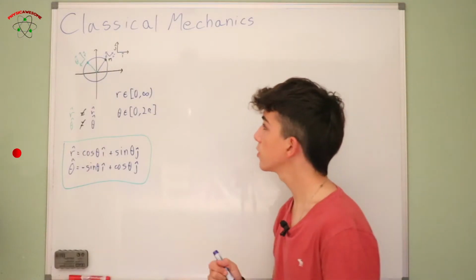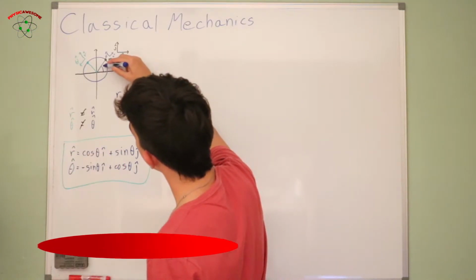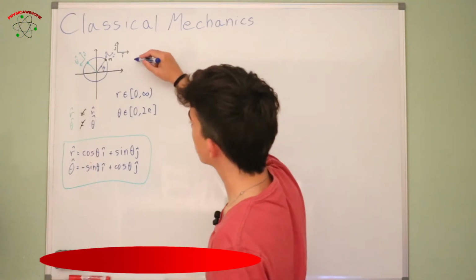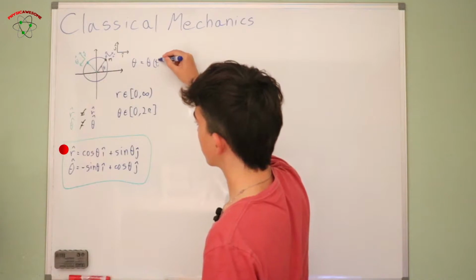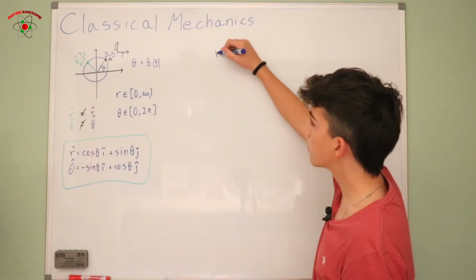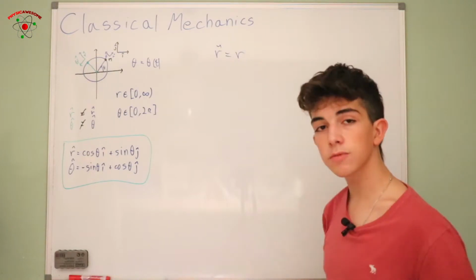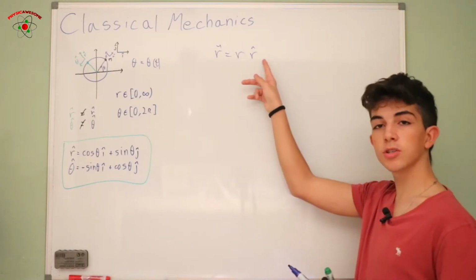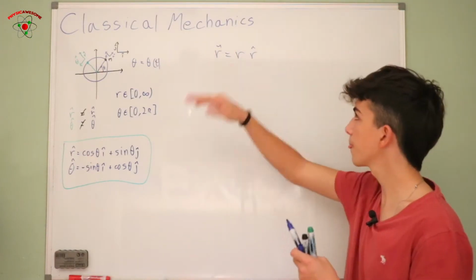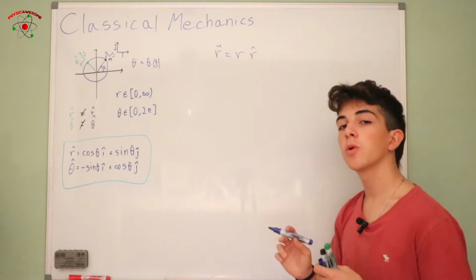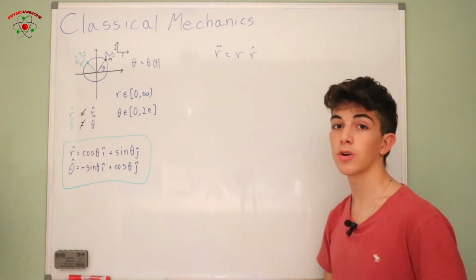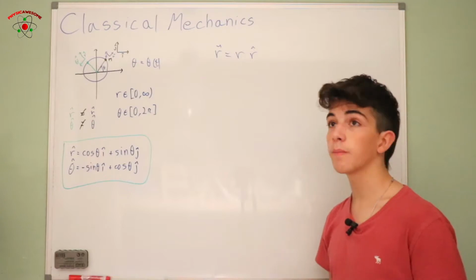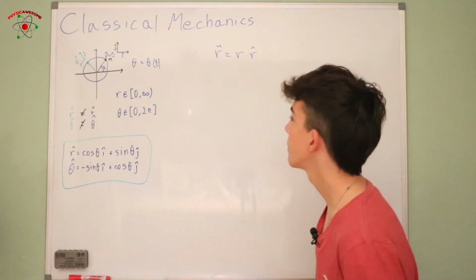Now let's explore what happens if we let our angle theta have time dependence. So we will make theta equals theta of t. We know that our position vector is going to be equal to the distance from the origin times the r hat vector, and this is the one that is going to be responsible for the circular motion. For now, we will let r be constant, as we are examining only circular motion. Further on, we might let r be non-constant.